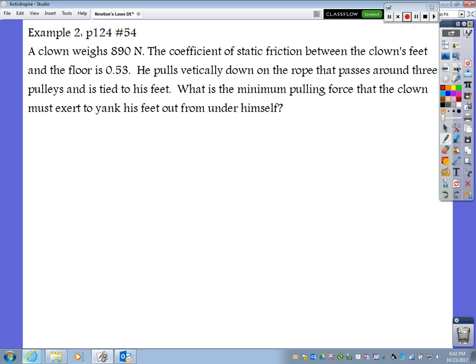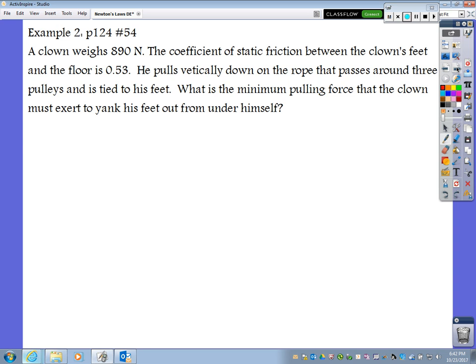Next, this is a funny one. There's a picture of it in your book and in your packet. I'll try to draw one. Okay, a clown weighs 890 newtons. The coefficient of static friction between the clown's feet and the floor is 0.53. He pulls vertically down on the rope that passes around 3 pulleys and is tied to his feet. What's the minimum pulling force that the clown must exert to yank his feet out from under himself?